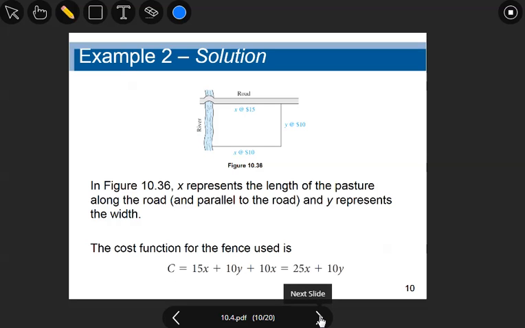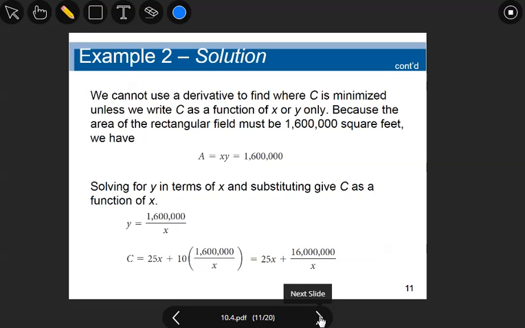But this expression has two variables, so we can convert it into a one-variable expression by using the second piece of given information. The total area is this amount, so x times y is equal to the total area. We can isolate y and then substitute it into this formula. Finally we obtain an expression for c with one variable. Now we need to find the maximum or minimum, so we find the first derivative.